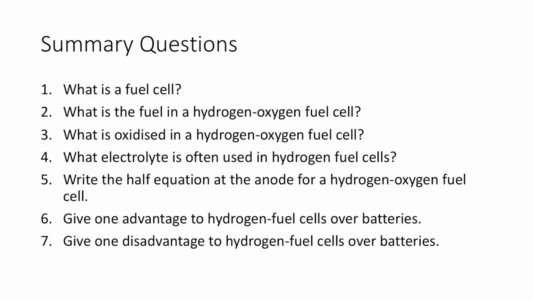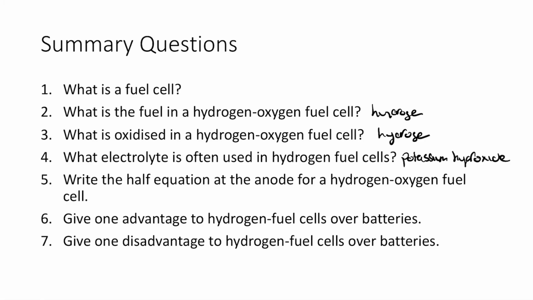For question 2, what is the fuel in a hydrogen-oxygen fuel cell? It's hydrogen. And for question 3, what is oxidized in a hydrogen-oxygen fuel cell? Again, it's hydrogen. So remember, in a fuel cell, the fuel is oxidized. So because the fuel is hydrogen, hydrogen is also oxidized. What electrolyte is often used in hydrogen fuel cells? It's potassium hydroxide.